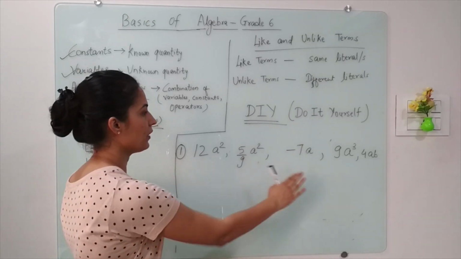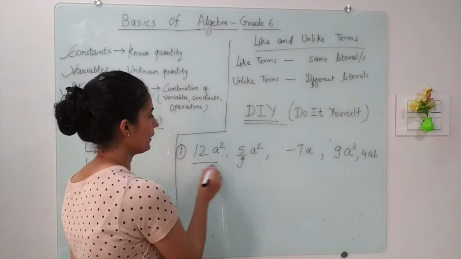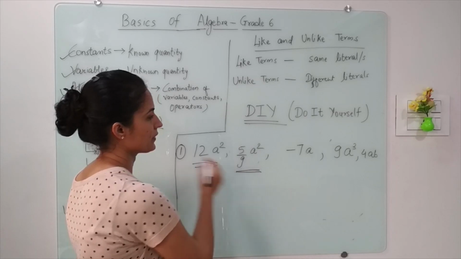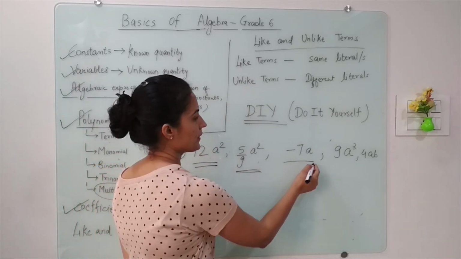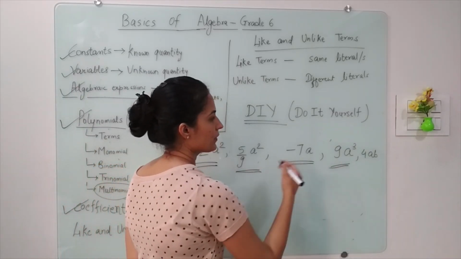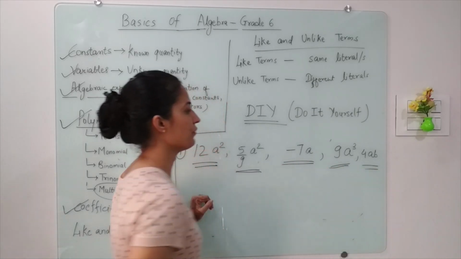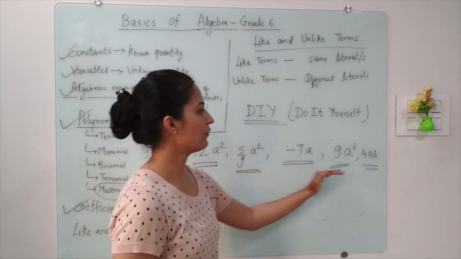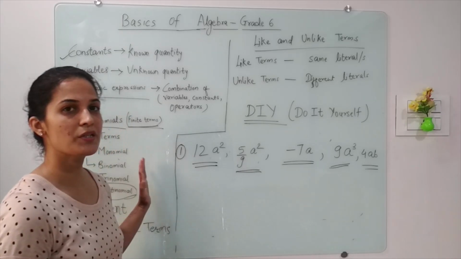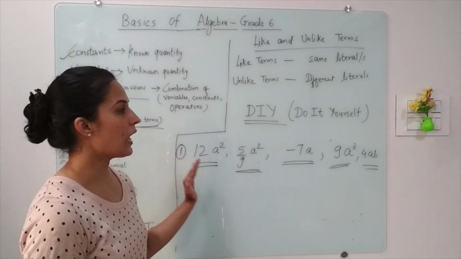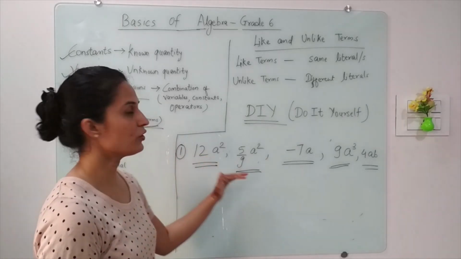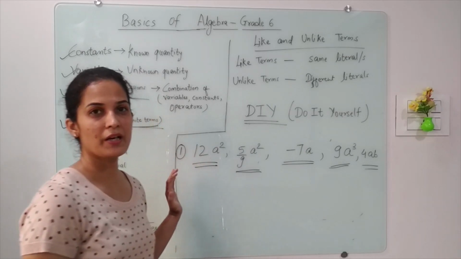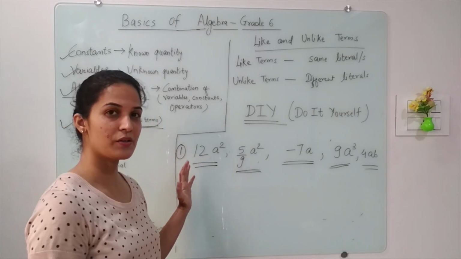There are 5 terms. 12a square is the first. 5 by 9a square is the second. Minus 7a is the third. 9a cube is the fourth. 4ab is the fifth. So out of these 5 terms, how many are like terms and which are those like terms? That is what you have to write in the comment box. I'll take your answers and revert back.